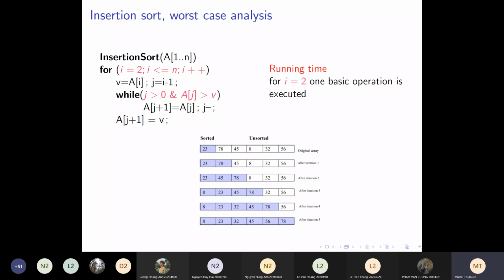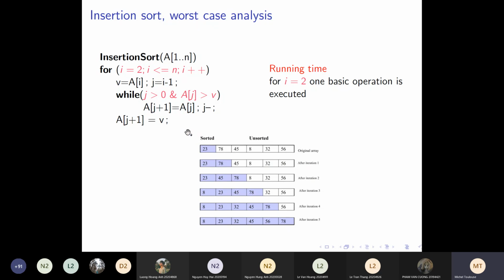Let me look at worst case analysis for the insertion sort. So insertion sort is a case of a sorting algorithm where the running time depends on the structure of the input, so how the array to be sorted is organized. We have the execution of this algorithm, the iterations of the algorithm, pictured here.